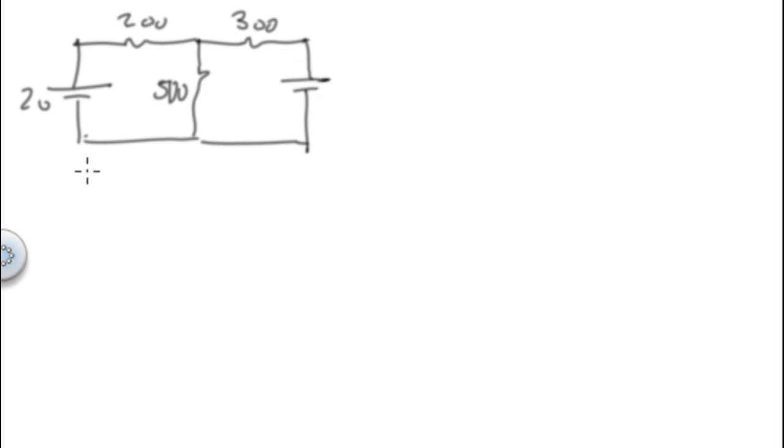So we do the mesh first. I'm going to draw a loop and call this I1 loop. Do another loop, call this the I2 loop. And I have 10 volts over here on this side, plus on the top.